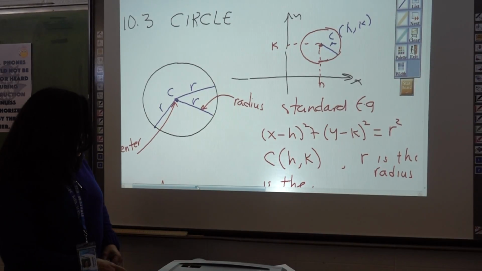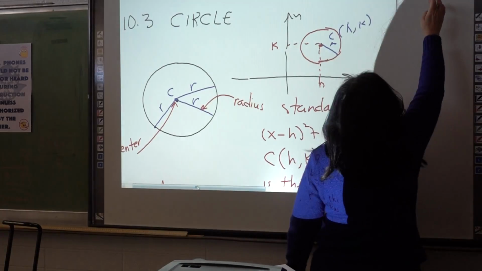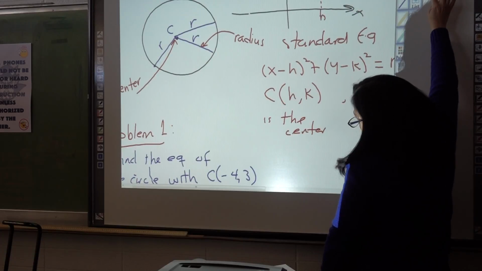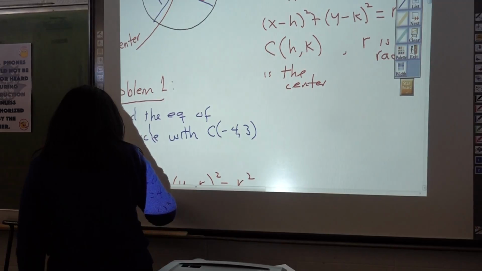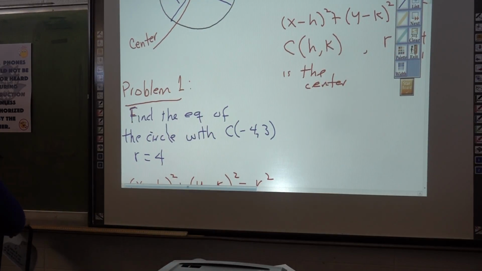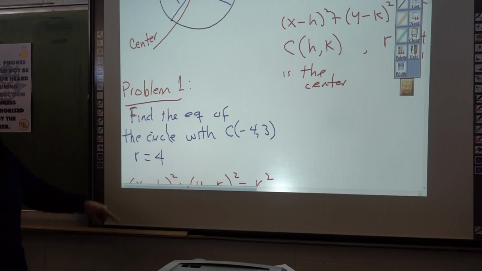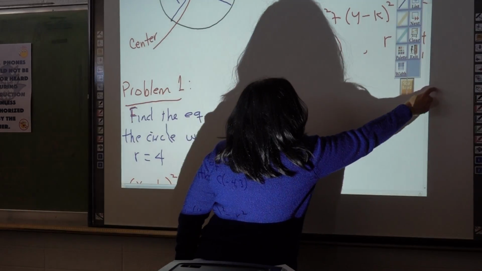So let's say, for example, problem number 1 in your notes. Find the equation of the circle that has center (-4, 3) and the radius is 4. So how do I find the equation? The first thing is to copy the standard form of the equation, which is right there.